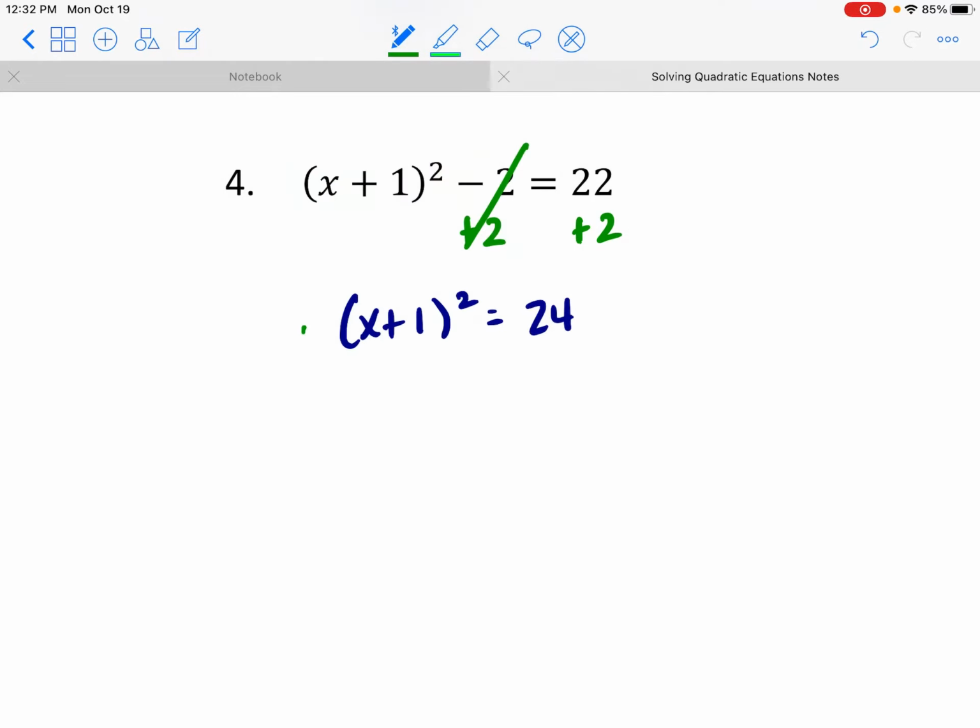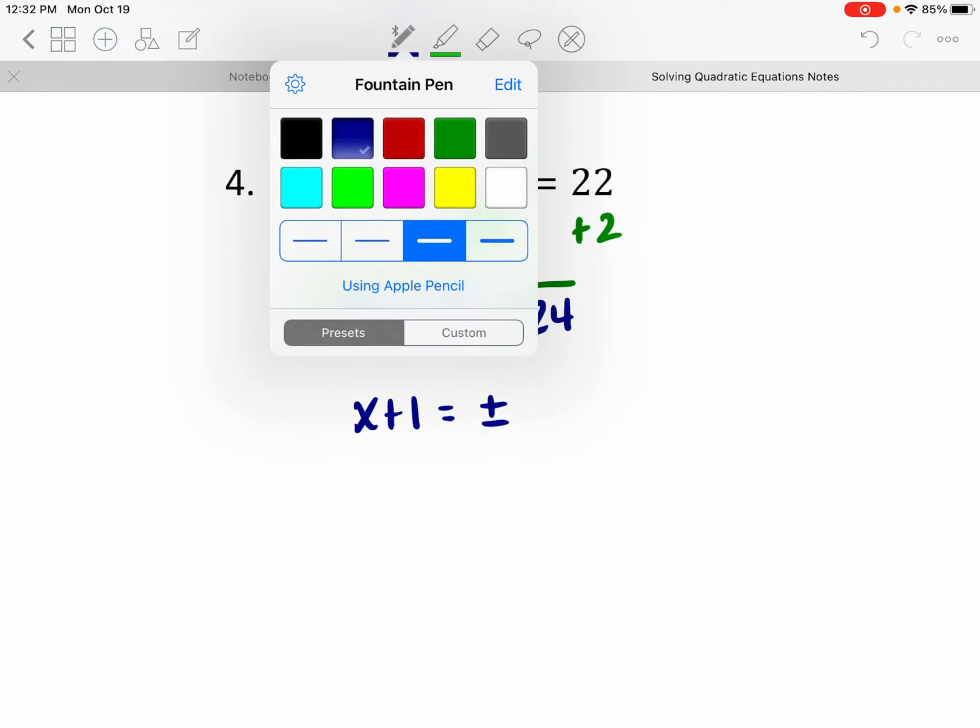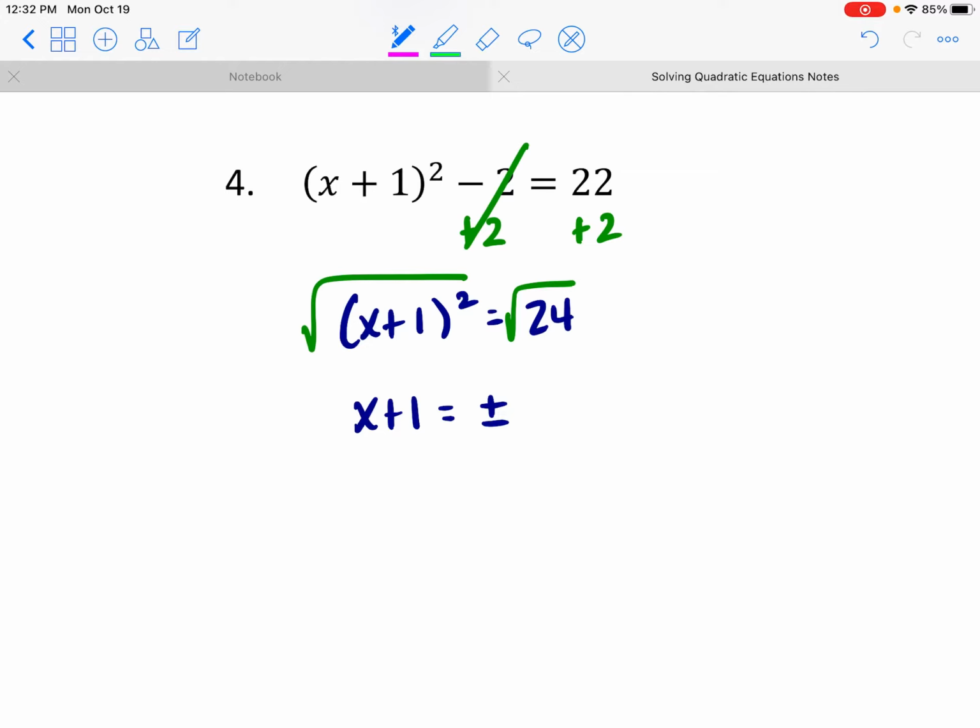Now I'm going to take the square root of both sides. And so the square and square root cancel on the left, leaving me x plus 1 on the other side, plus or minus. Now radical 24 is not exact, it's not a perfect root like my previous problems, but that's okay. I know how to simplify radical 24.